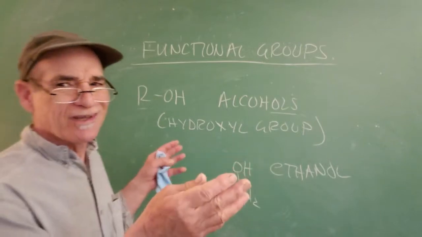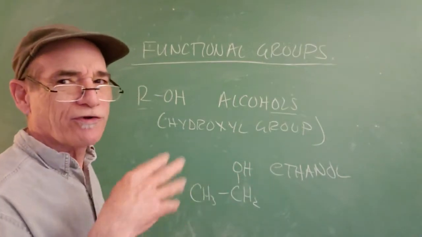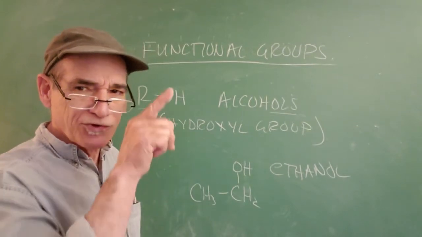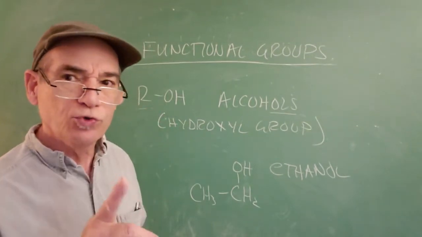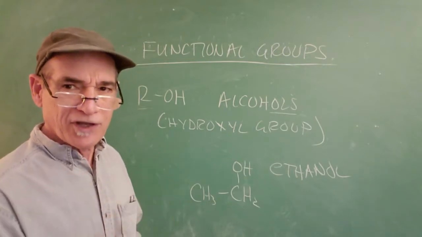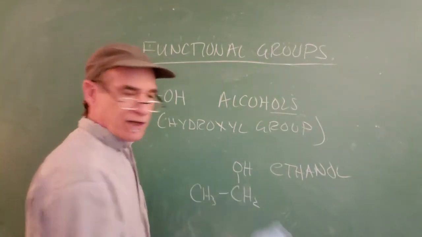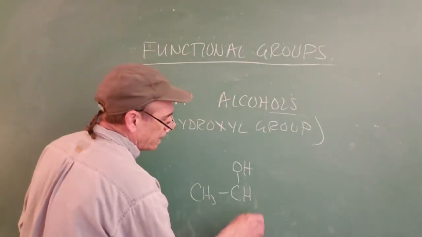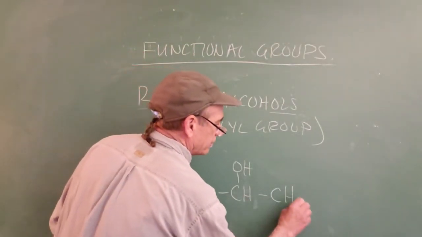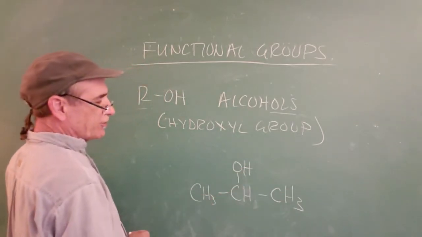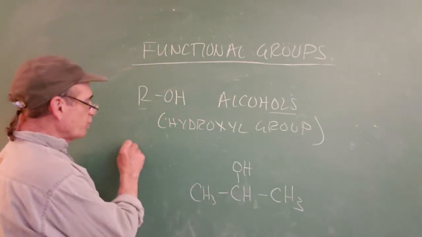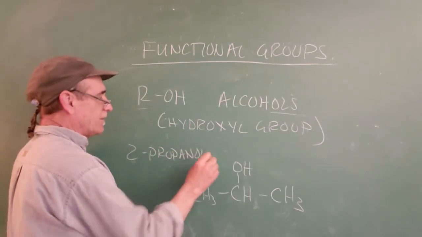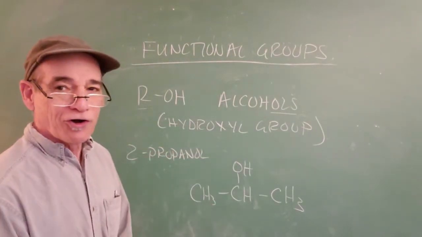By the time you get to like 3 carbons, you got to say, well, where's the OH group? So there's like 1-propanol. That means the OH group is attached to the number 1 carbon. Or 2-propanol, where it's attached to the 2nd carbon. As a matter of fact, that brings up something that I mentioned earlier. What if I did put that OH group in the middle of 3 carbons? This would be called 2-propanol, but it has a common name. It's called isopropyl alcohol.